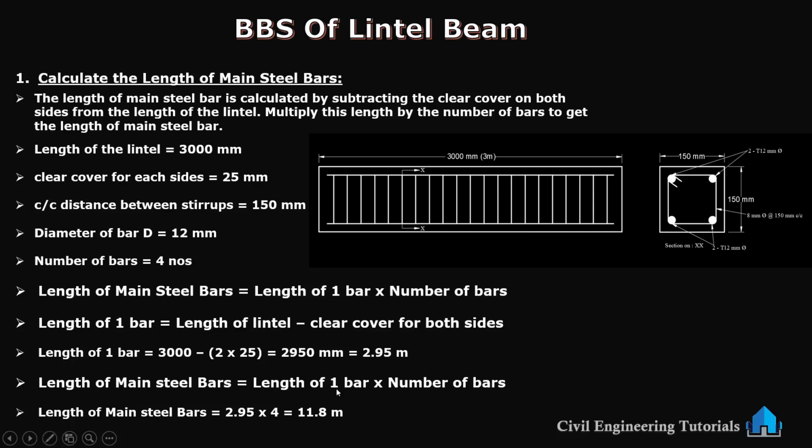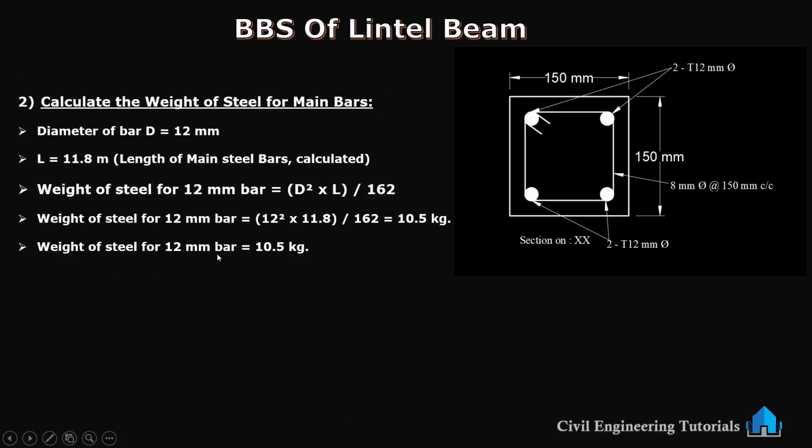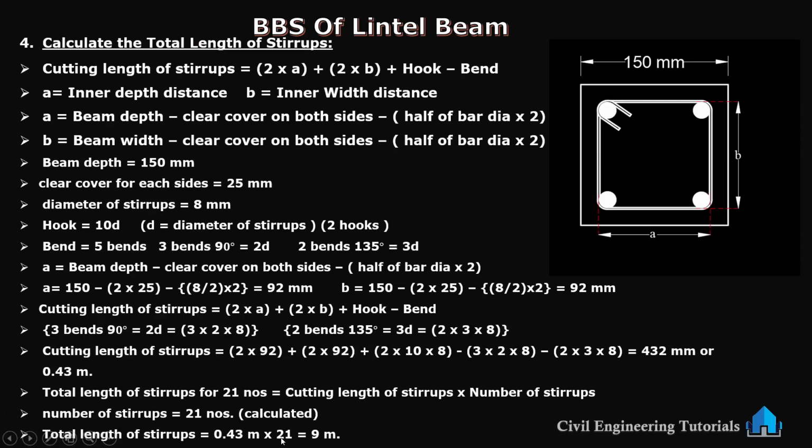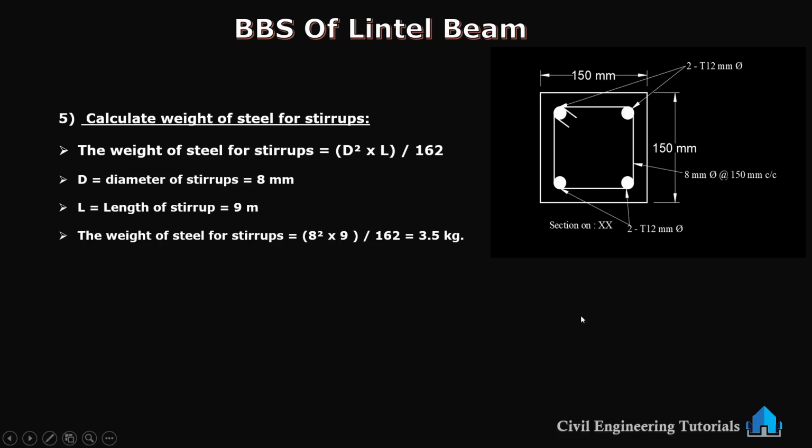Now length of main steel bar, length of one main steel bar, 11.8 meter. Weight of steel for 12 mm bar, 10.5 kg. Now number of stirrups, 21 numbers of stirrups we have calculated. Total length of stirrups 9 meter. Now weight of steel for stirrup, 3.5 kg. We have calculated.